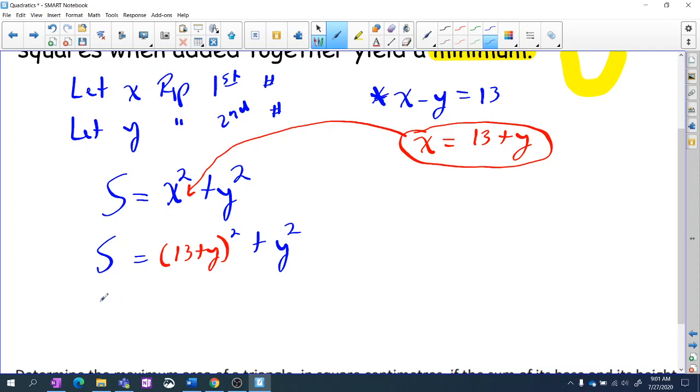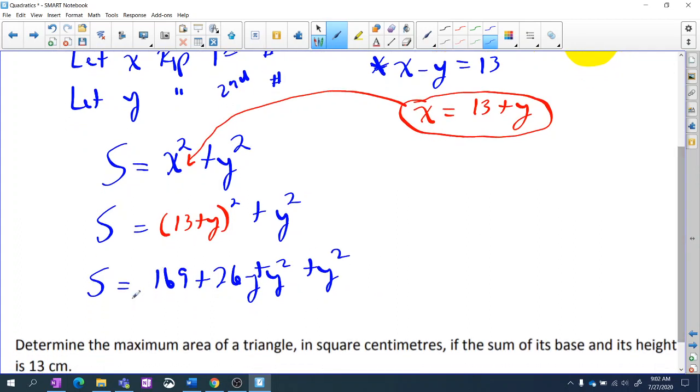So let's expand this out and turn it into a quadratic. 13 squared is 169. 13 times y and then double it would be 26y. Plus y squared, plus your other y squared that was already there. And now we're at the quadratic function S equals 2y squared plus 26y plus 169.